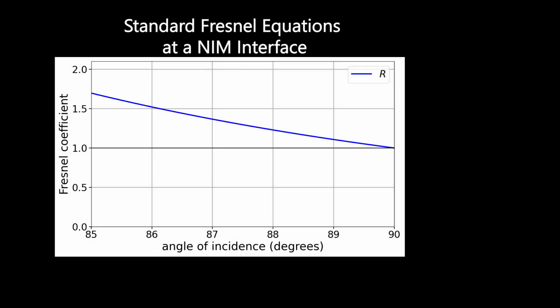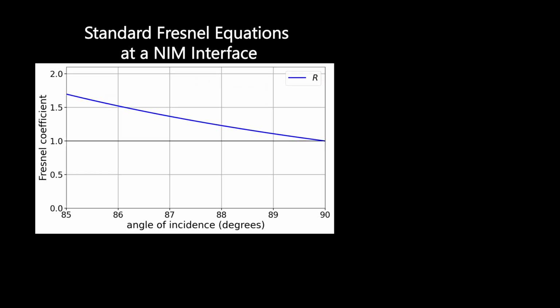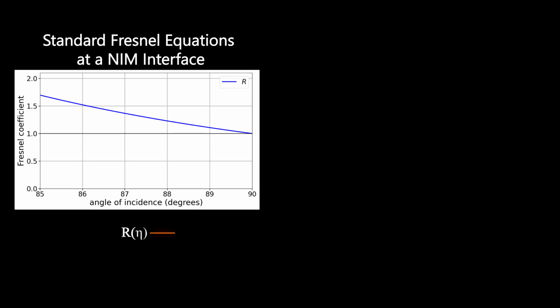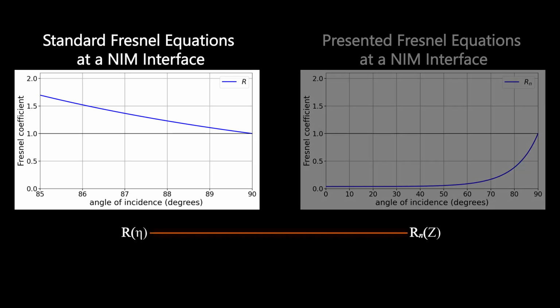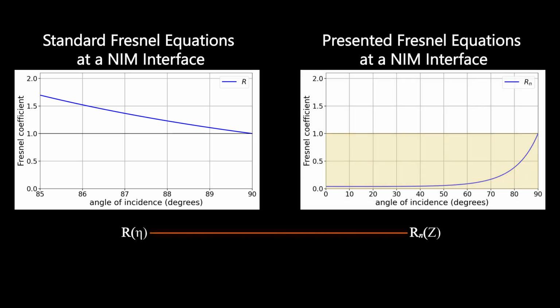This graph shows an example where the standard equations violate energy conservation by predicting reflected energy exceeding the total incident energy. To resolve this, the Fresnel equations can be re-expressed in terms of wave impedance, yielding a physically valid methodology that can be seamlessly integrated into a Monte Carlo path tracing framework. See our paper, A Window to the World of Negative Refraction, for details.